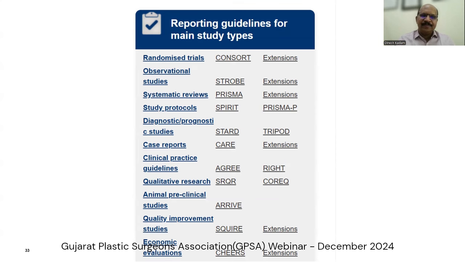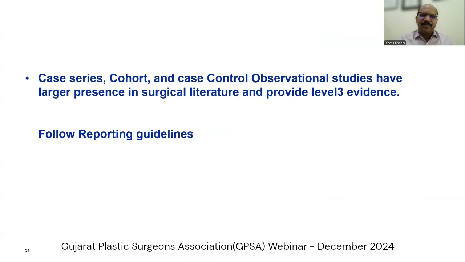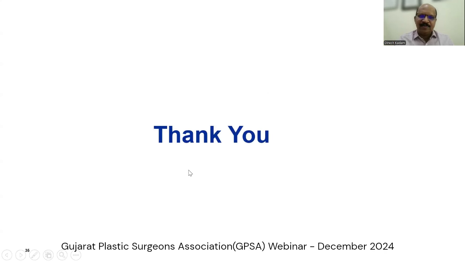Basically this talk is on the different types of study groups. I would emphasize the case series, because most of us are going to use the case series, along with cohort studies, case control studies and observational studies. Following the reporting guidelines is also important to get a good publication in a good journal. Thank you.